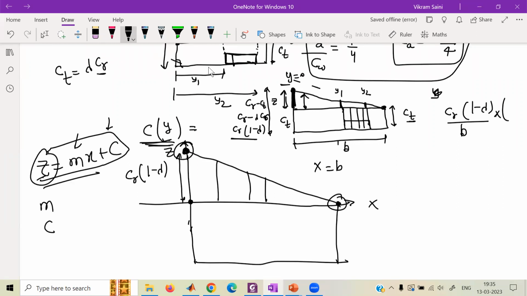So the expression for c will be the total c. It will be c_t, that is this length, which is constant throughout, plus the z we have just found as a function of y. So that will be the c of y. The total c of y will be c_t plus the function z of y. And the function z of y we can solve using the equation for a straight line. Does it make sense for everybody now?